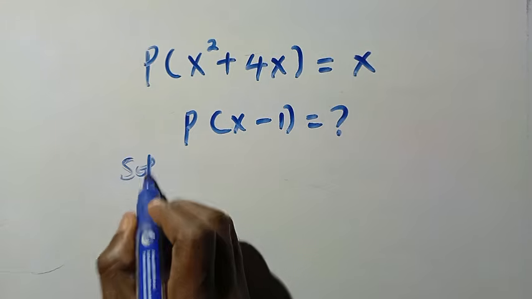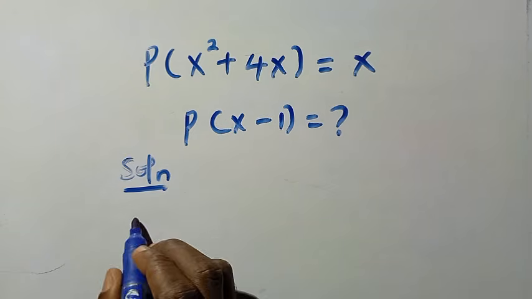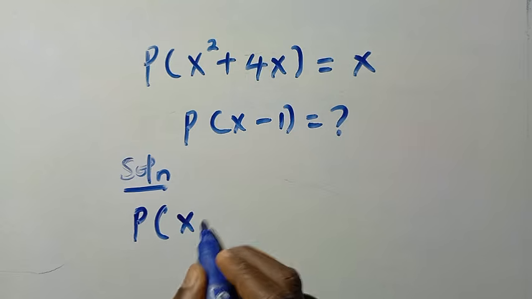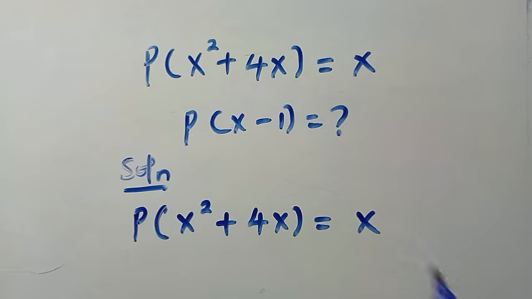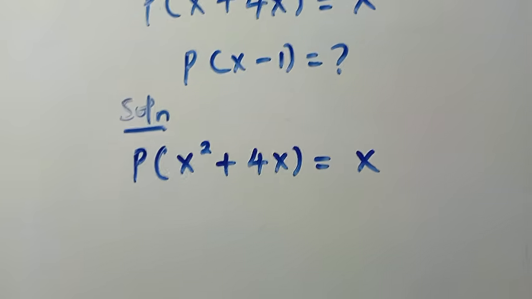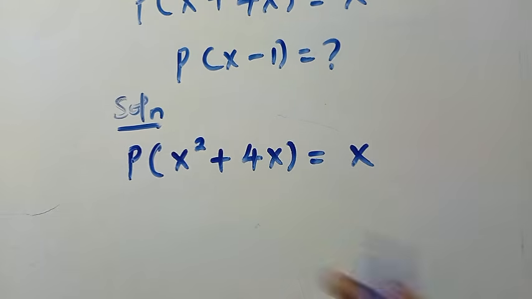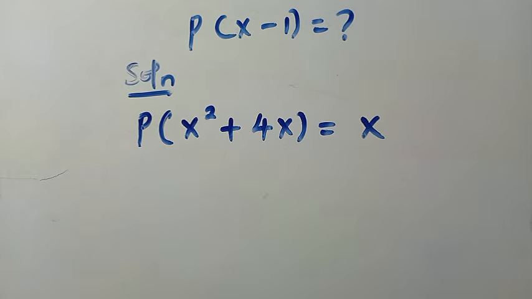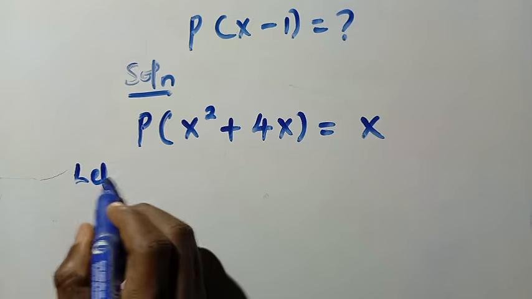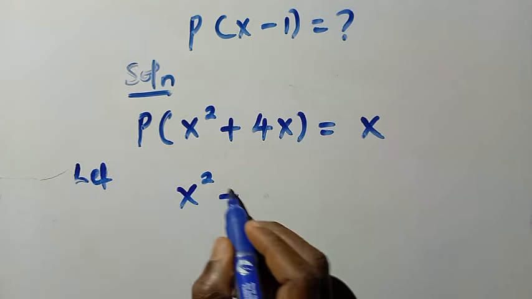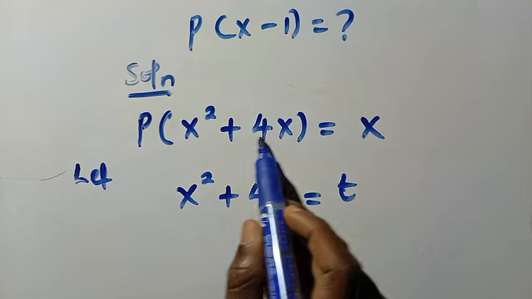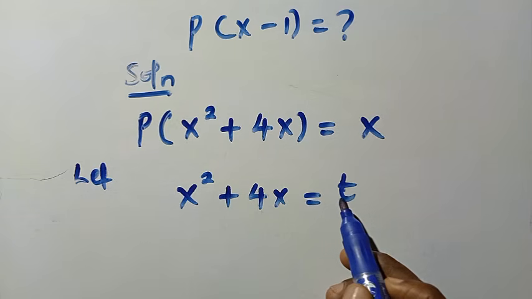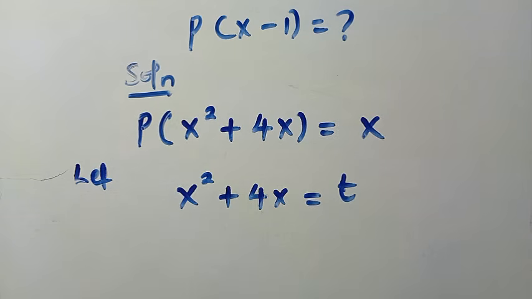Let's get into it, and we consider the solution from here. The function is given as P of x squared plus 4x equals x. So the domain is x squared plus 4x. Then what we do first is apply the substitution method. Suppose we let x squared plus 4x equal t. So we have reduced this into just one variable, only t.